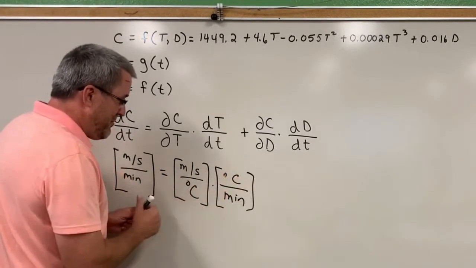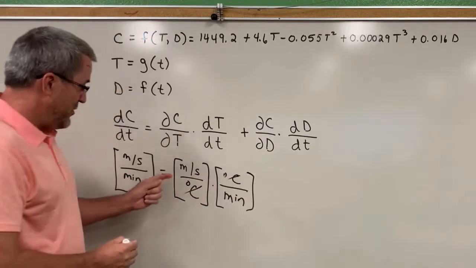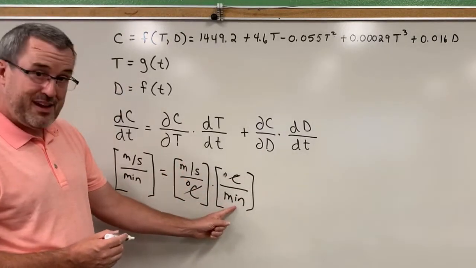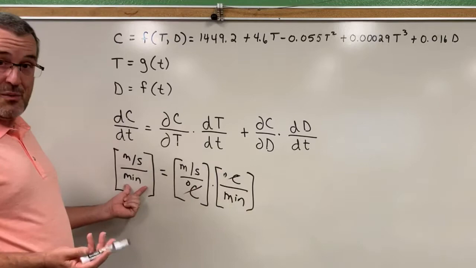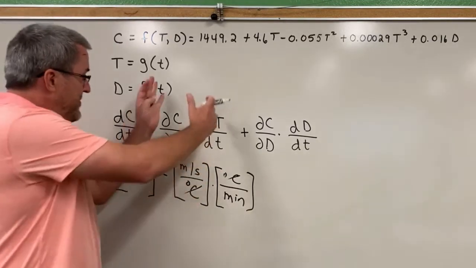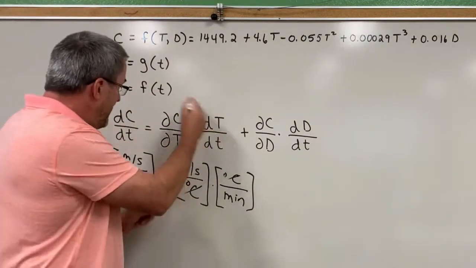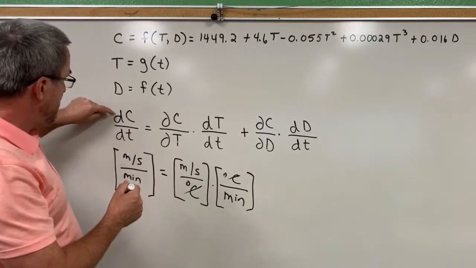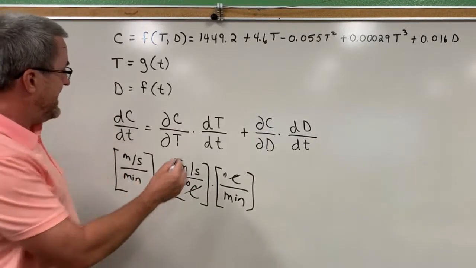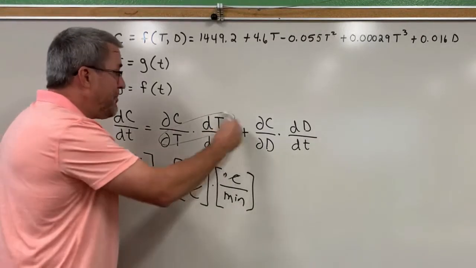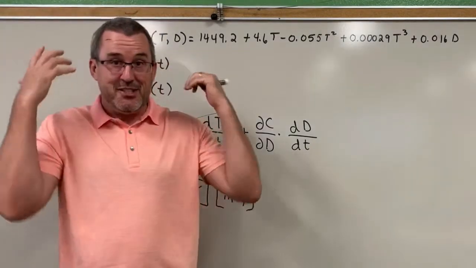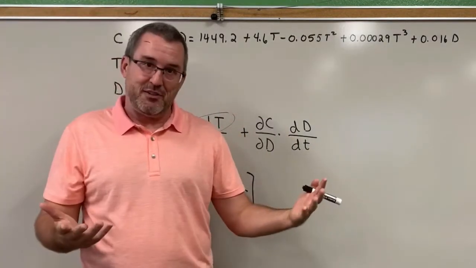Degree Celsius per minute. In terms of some unit analysis here, we're getting meters per second per minute. Exactly the result that we want. But this part of the chain rule, this part of computing the overall change in the speed of sound relative to changes in time, is based on how temperature is changing.